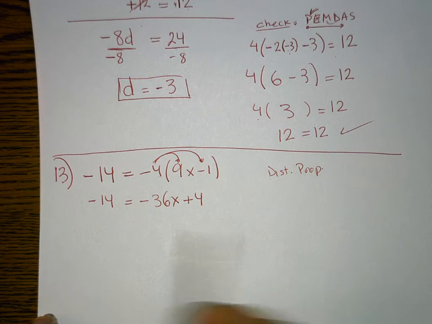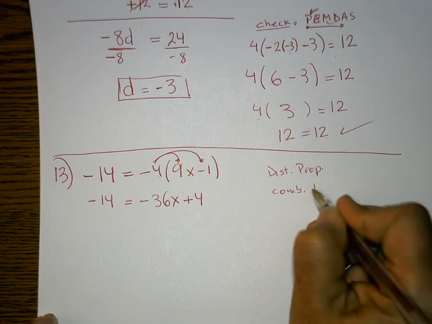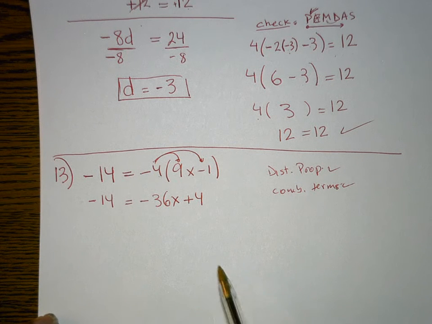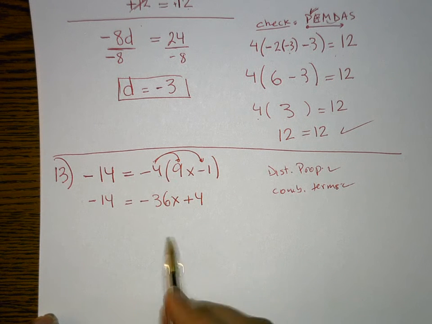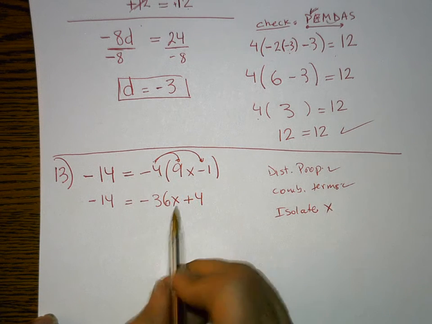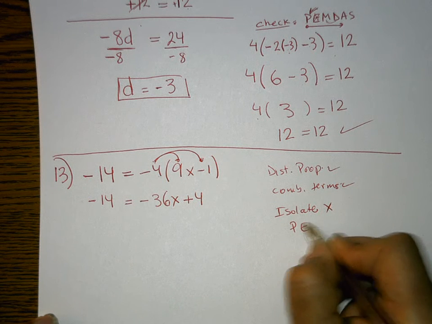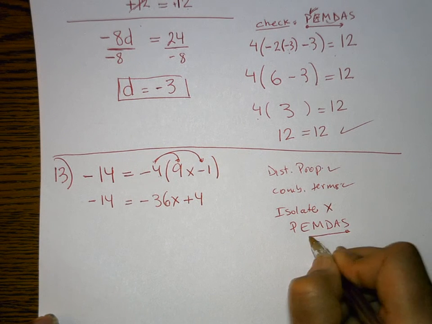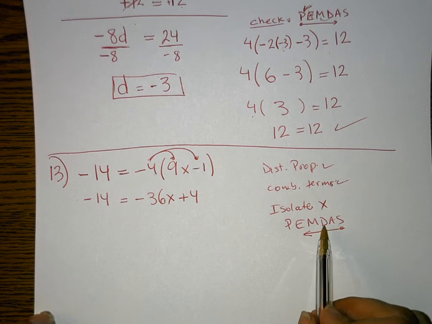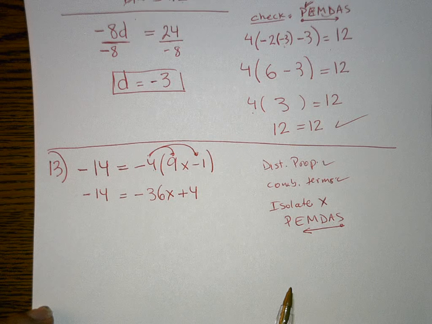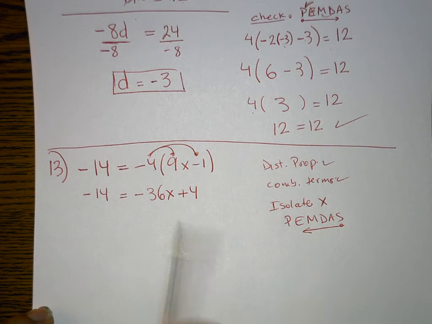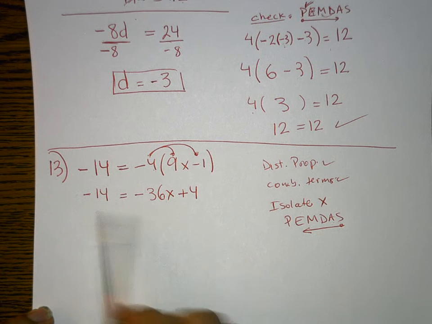And I don't need to combine like terms. There's nothing else to combine. There's only one x. My goal is to isolate the x value right here. And in order to do that, we're going to use PEMDAS backwards. We're going to start with subtraction and addition, and then division or multiplication. Since there's nothing else to combine, I'm going to start using my PEMDAS. I want to get everything away from x, isolate x.